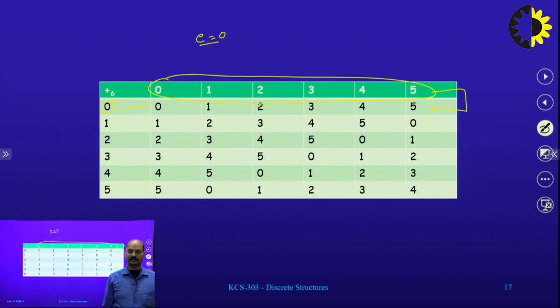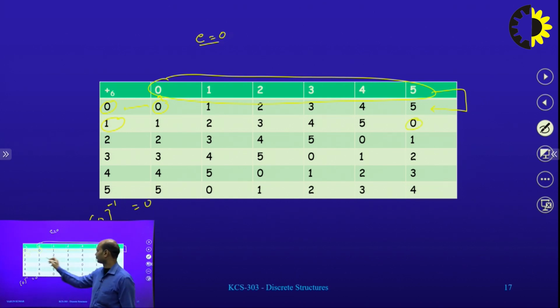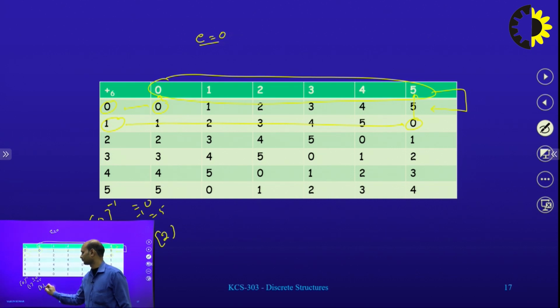So we check whether it follows the inverse property. So we compute the 0 inverse. 0 inverse: where is the identity element 0? 0 inverse is 0. Then what is 1 inverse? 1 inverse is where the identity element, that is 0, appears. 1 inverse is 5. And what about 2 inverse? The 2 inverse is 4. Then what is 3 inverse?